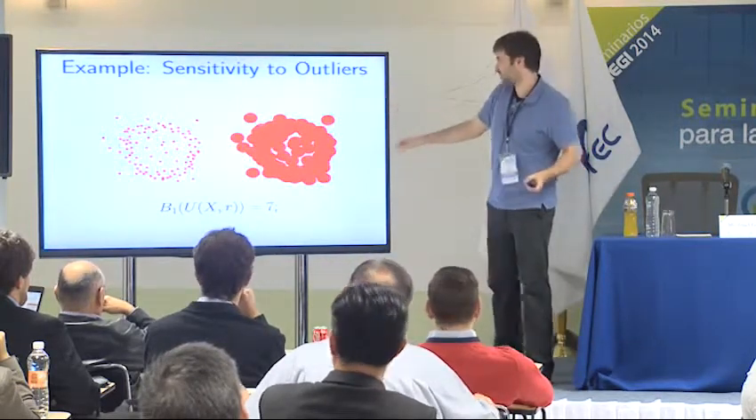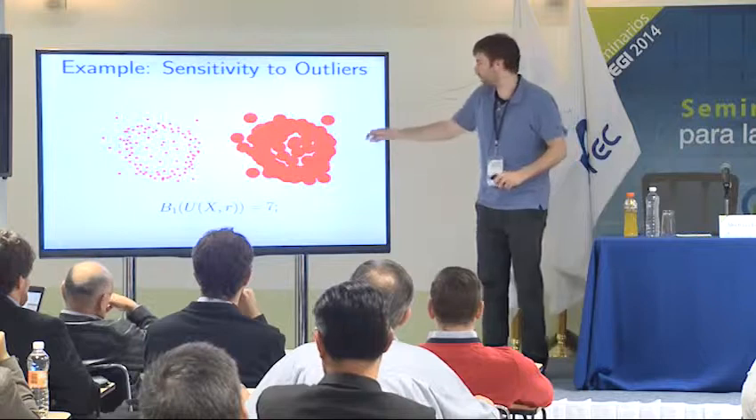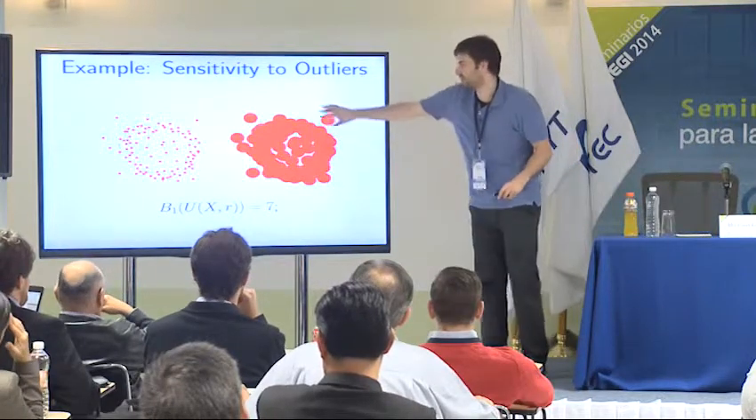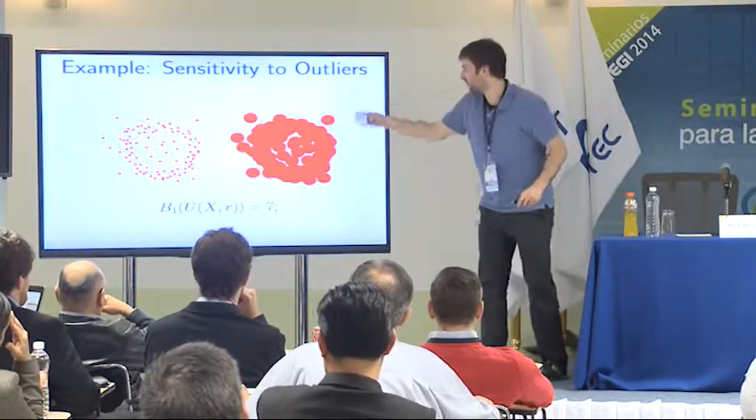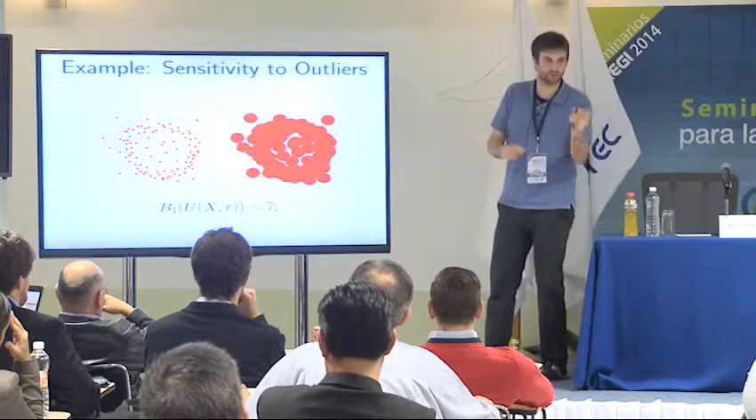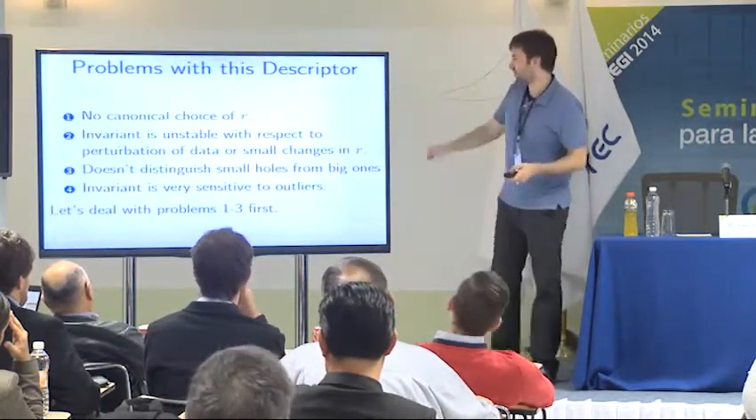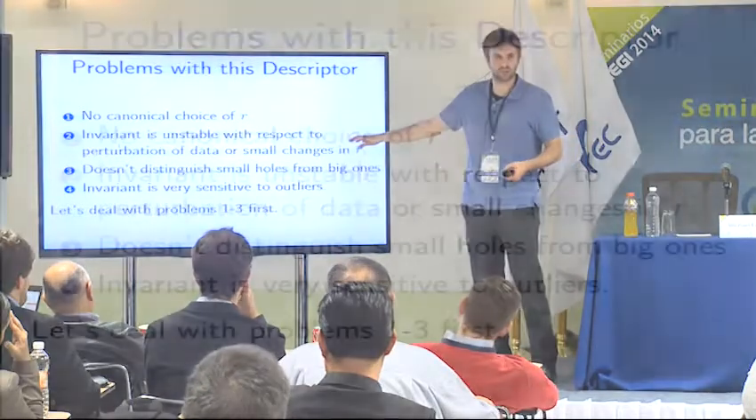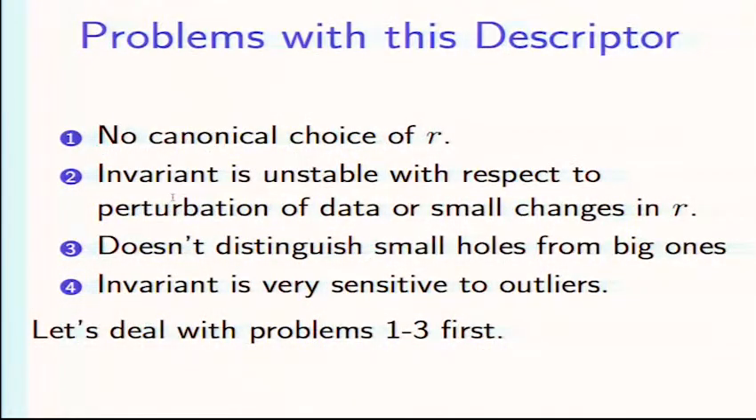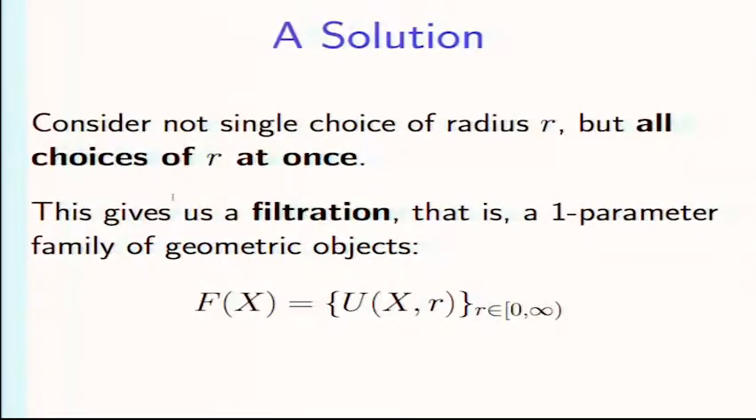Sensitivity to outliers is a serious issue, which we know how to deal with. I won't tell you much about it in this talk. But if I corrupt the data with points, this messes everything up. I can get a lot of holes with a couple of small points. All right? So I'm going to talk about how to deal with problems 1 through 3. Andrew will say something about dealing with problem 4. We can deal with it, but it's beyond the scope of this talk.